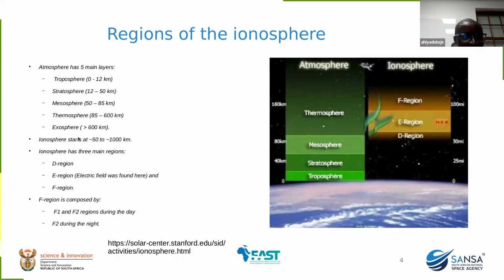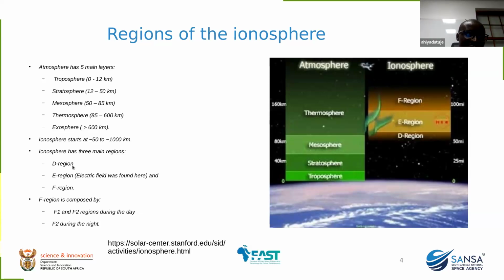Then what we call the ionosphere is the region between 50 and around 1,000 kilometers in altitude. So this region covers the mesosphere, the thermosphere, and a part of the exosphere. And this region has 3 main regions. Here on the right-hand side, you can see the figure. So it has what we call the D region, the E region, and the F region. These regions are named based on the alphabet. So the first one which was discovered was the E region, because of the electric field which was found in that region.